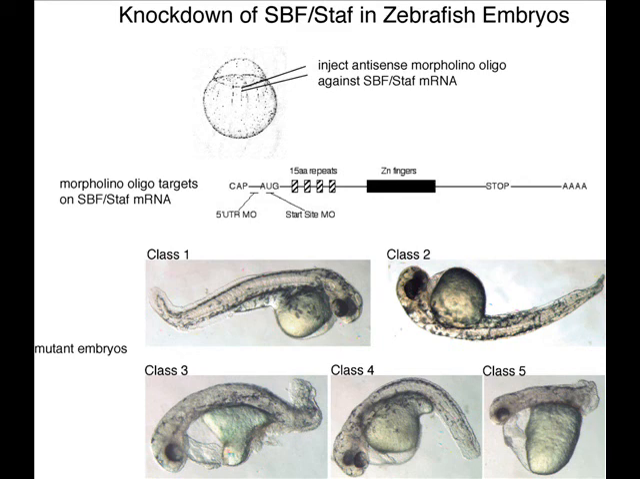Therefore, SBF Staf is important to control development, presumably via transcription of certain target genes. We've discovered a few important target genes or promoters that are controlled by SBF Staf in zebrafish embryos. We would like to expand this list, but most importantly, we would like to understand the mechanism of SBF Staf at distinct promoters. What other proteins does it interact with, and how does it actually work to control transcription in the cell?